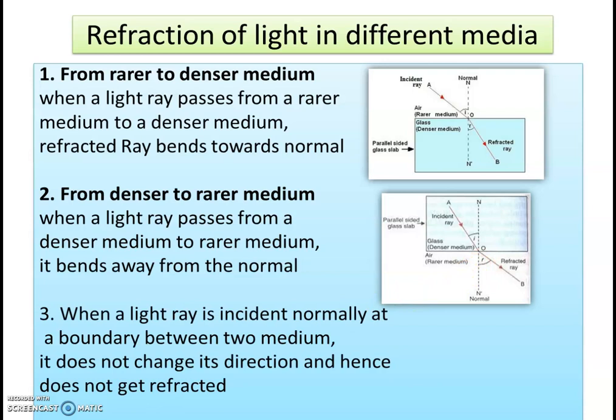Third condition: when a light ray is incident normally at a boundary between two media, it does not change its direction and hence does not get refracted. That means when the incident ray makes an angle of 90 degrees with the surface, that is, it travels along the normal, there is no refraction of light. The light ray goes on without changing its direction.